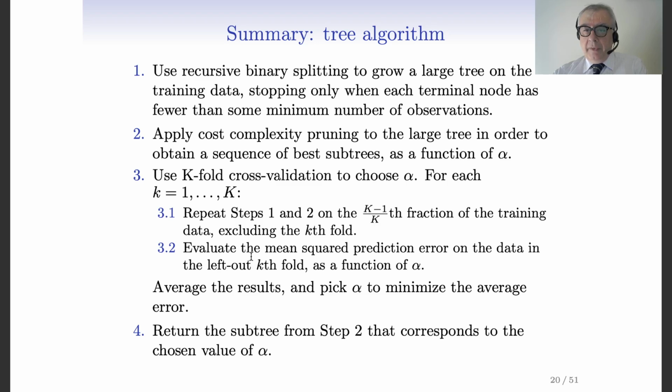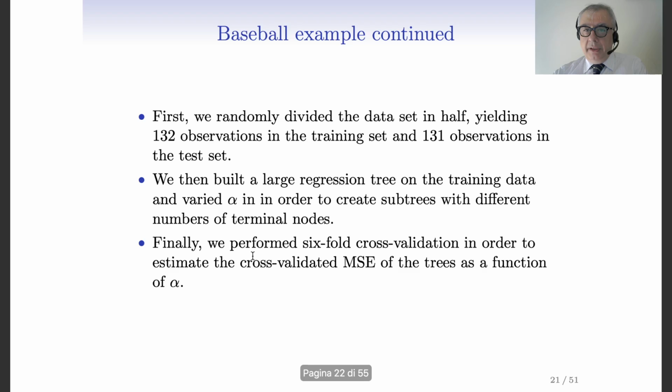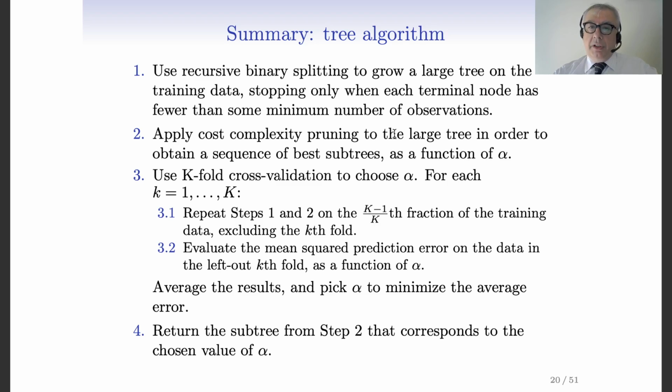So this is a summary of the algorithm. We use recursive binary splitting to grow a large tree on the training data, and we stop only when each terminal node has less than some minimum number of observations. So we have a large tree. We don't worry about overfitting at this stage.